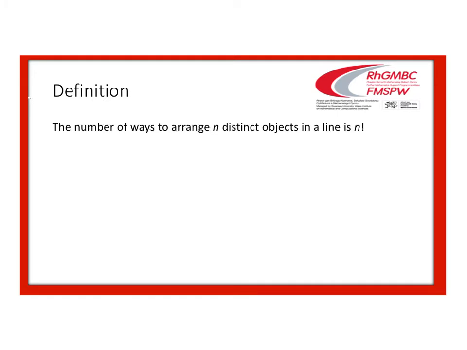The number of ways to arrange n distinct objects in a line is n factorial. So now you can take any number of objects, and you can calculate how many different ways you can arrange them in a line by calculating n factorial.